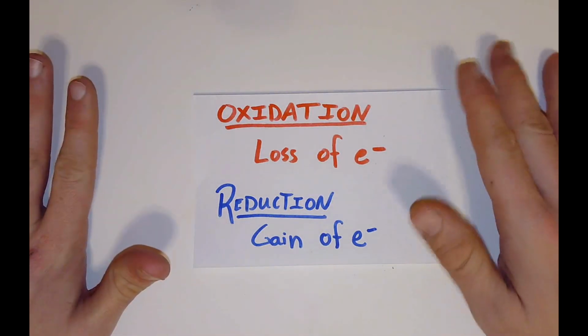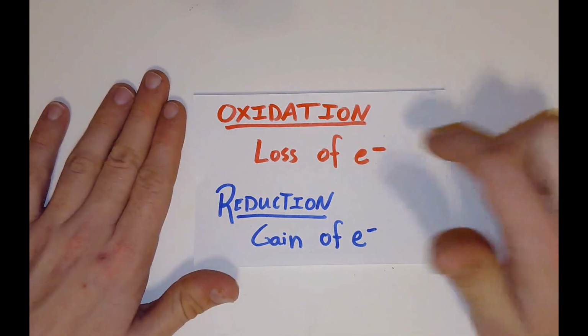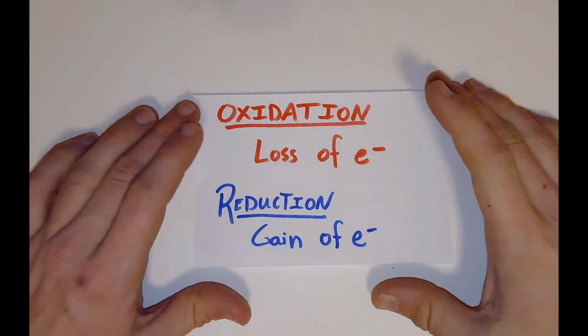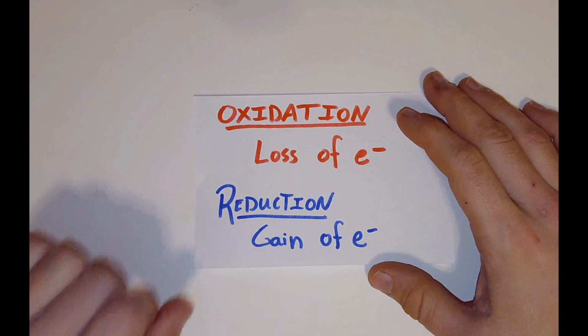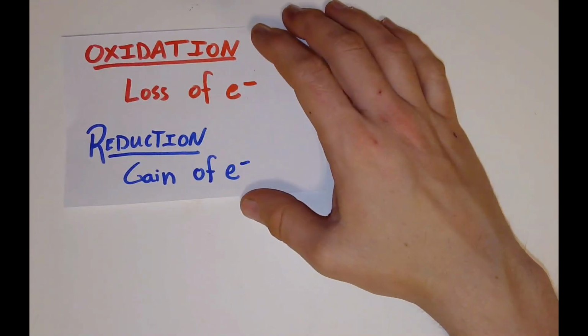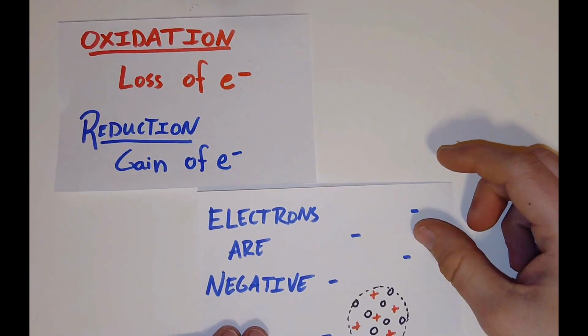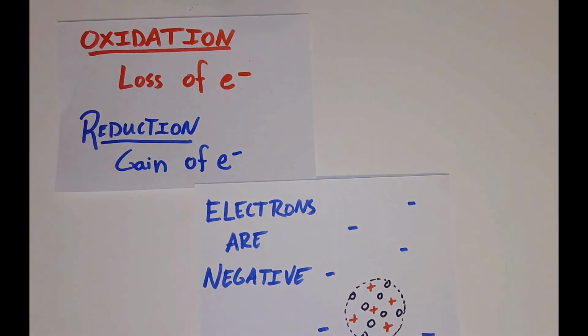And that makes pretty good sense. And even to this day, I will mess myself up on this if I'm not thinking too much. But this makes sense if you remember one key fact. And that key fact is that electrons are negative, right?